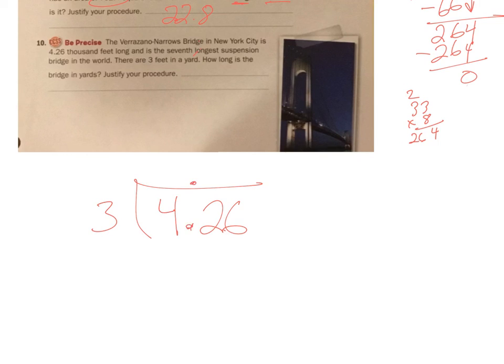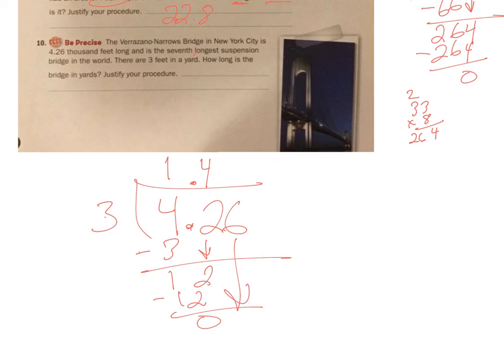Take care of the decimal. 3 goes into 4 one time. That's 3. Subtract that out, it's 1. Bring down my 2. 3 goes into 12 4 times. It's 12. 0. Bring down my 6. How many times does 3 go into 6? 2 times. 6. Subtract that out, it's 0. There's no more numbers. So it is 1.42 thousand yards. Okay? So, alrighty.